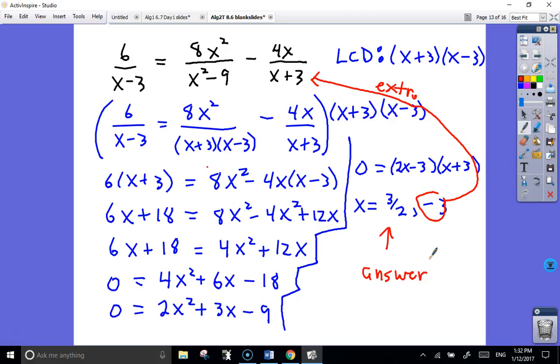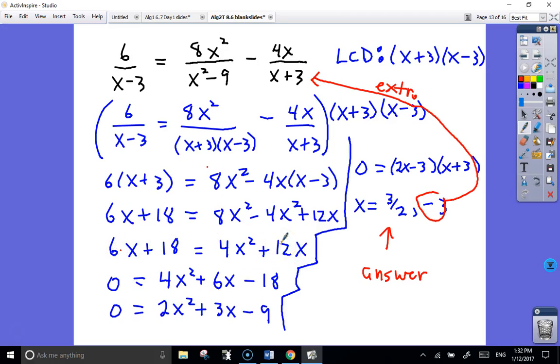Yeah. Did I have that wrong? Probably. No, because it was 12x minus 6x.